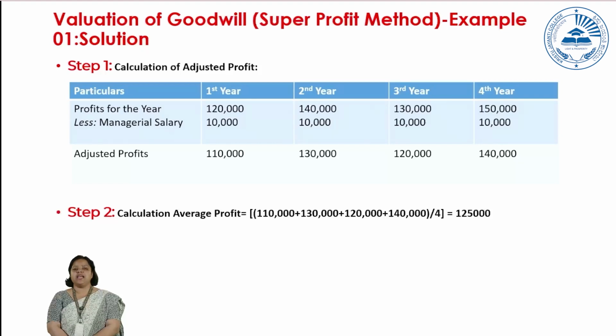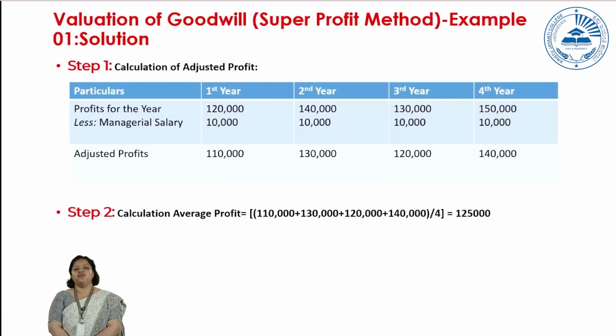After calculating the adjusted profit, next we proceed to the average profit. As I mentioned, before proceeding to the average profit, we should check the trends of the adjusted profit. In step 1, the first year adjusted profit is 1,10,000, then 1,30,000, then it reduced to 1,20,000 and then again increased to 1,40,000. So we can understand that there are ups and downs, or fluctuations, in the profit. If fluctuations are there, obviously we should follow the simple average method.